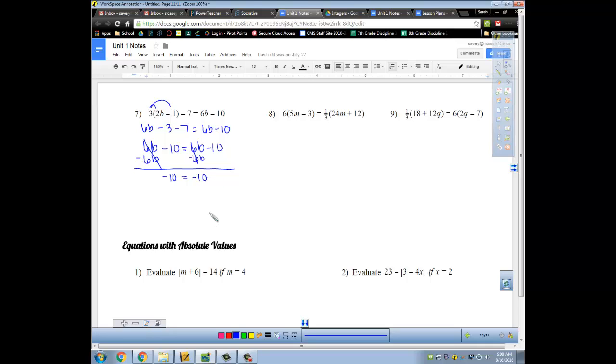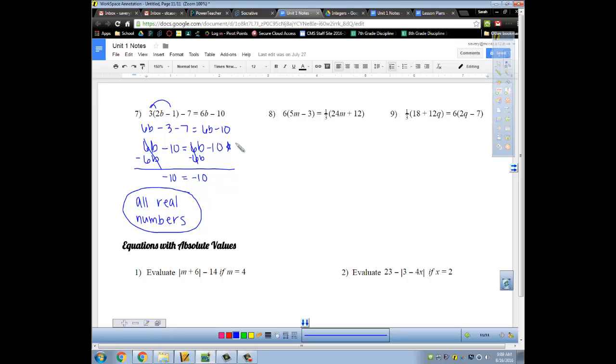-10 does equal -10. This means that you could plug in any number for the variable, and it's going to work. So our answer is going to be all real numbers, because we could plug in anything into our variable, and it's going to work. So anytime you end the problem and both sides are completely equal to each other, then you can call it all real numbers. Some of you might have noticed that right here. It says 6b minus 10 equals 6b minus 10, which is exactly the same. So if you notice it at that point, you don't need to actually continue solving it to get to the -10 equals -10 part.